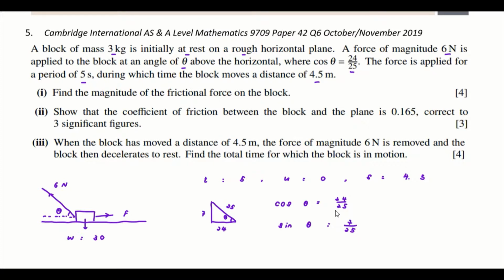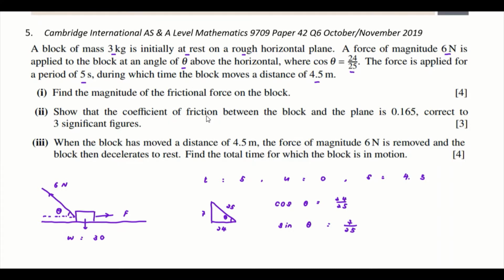Alright, so the question wants to find the magnitude of the frictional force on the block. I will always suggest you finish reading the whole question first, because you see, when you look at number one, they ask you for the magnitude of the frictional force. Then number two, they ask you for the coefficient of friction.